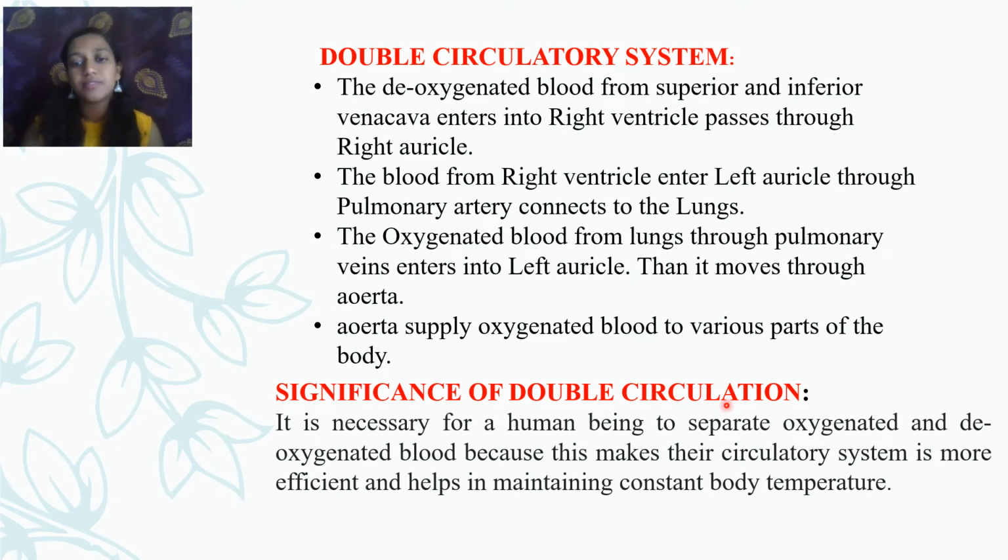And what is its significance? It's very necessary for human beings to separate oxygenated and deoxygenated blood because the circulatory system becomes more efficient and helps in maintaining a constant body temperature. This is the very important significance of double circulation. And this is all about the double circulatory system, and this is the main feature we could see in mammals, not in amphibians or fishes.